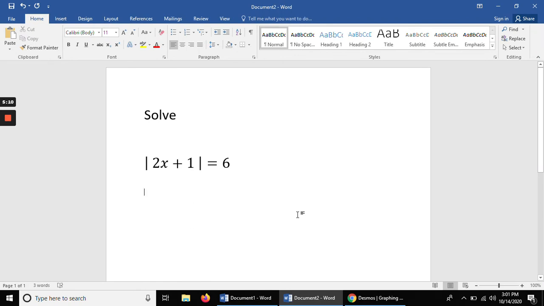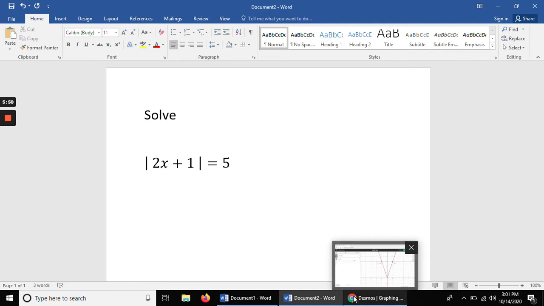Our last example, the absolute value of 2x plus 1 is equal to, this should be 5. Alright, so I'm using an example from the first video I created. Yes? Alright, so we'll be solving the absolute value of 2x plus 1 is equal to 5.